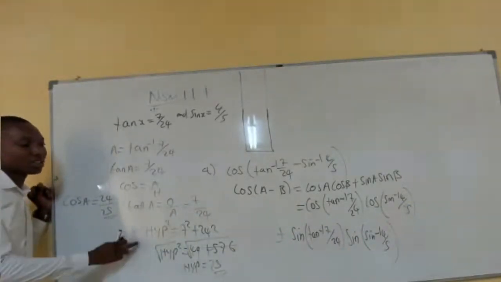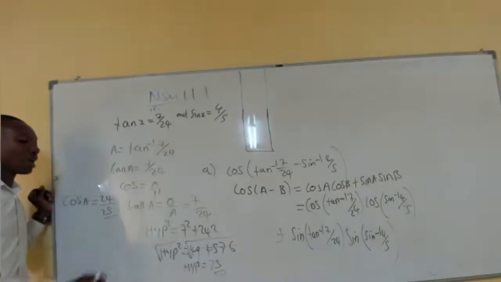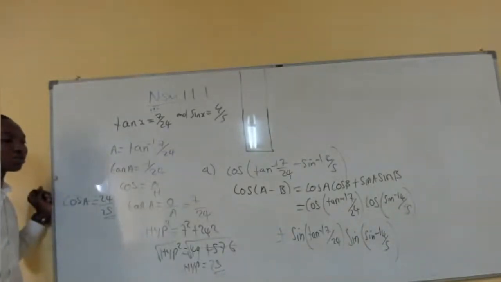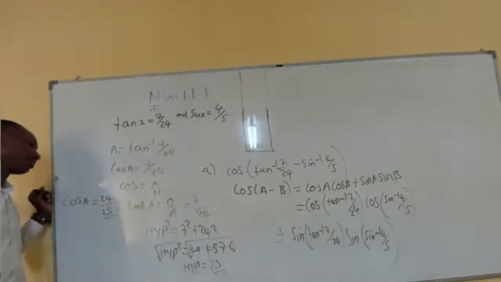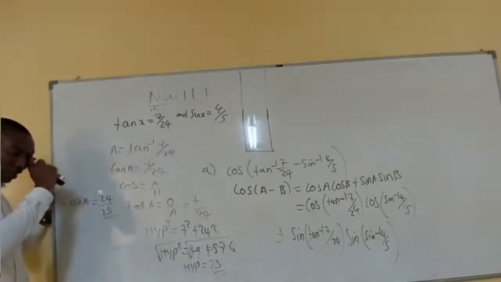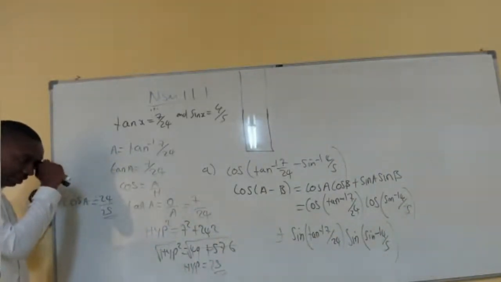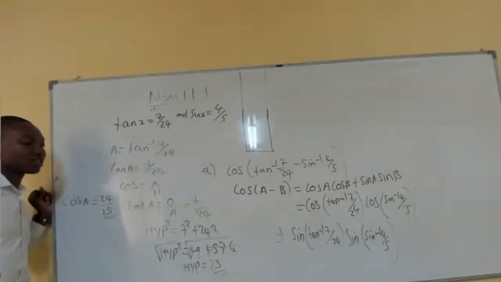So we use the Pythagoras theorem. By the Pythagorean theorem, hypotenuse squared is equal to 7 squared plus 24 squared. So from there, hypotenuse squared is equal to 49 plus 576, and the root of that is 25.